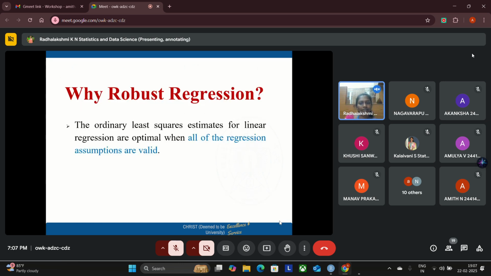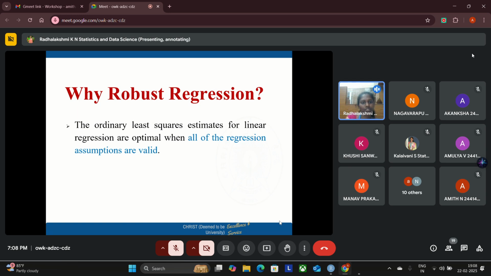So the ordinary least squares estimates for linear regression are optimal when all the regression assumptions are valid. Only when all the regression assumptions are valid will the regression values be optimal, and it will also give you a stable, reliable result.